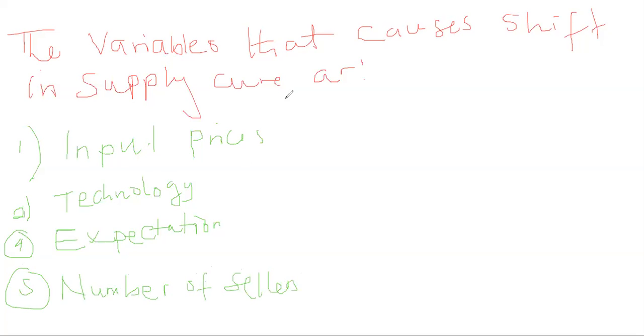So we will see that if input prices increase, it will lead to what? Lower supply. And this lower supply will shift the supply curve to the left. When it shifts to the left, we say that there is a decrease in supply, like here.